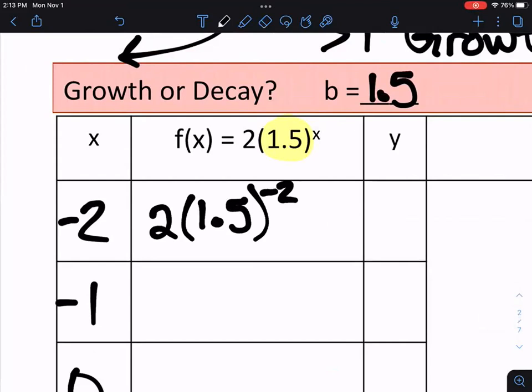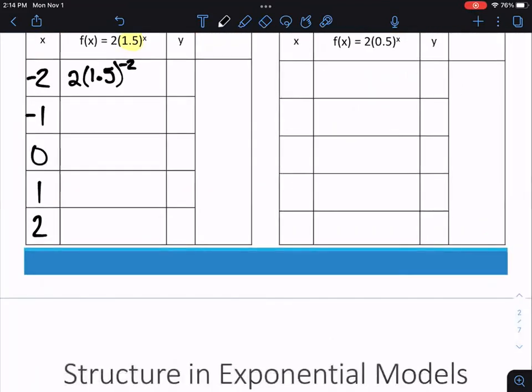When you type this in your calculator, if you have a scientific calculator, it's going to be 2 parentheses 1.5, close your parentheses. Then you're going to use the caret key, which looks like an upside down V. And then your -2 equals. So take a minute and type that into your calculator. If you need to go grab one, go grab a calculator.